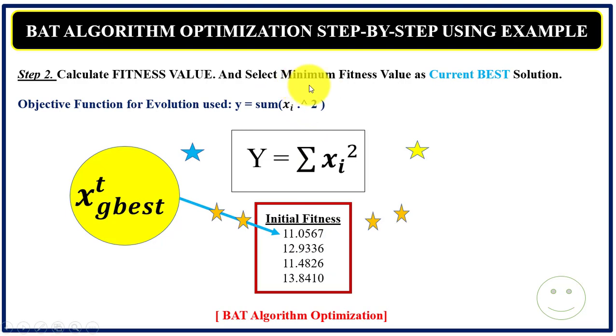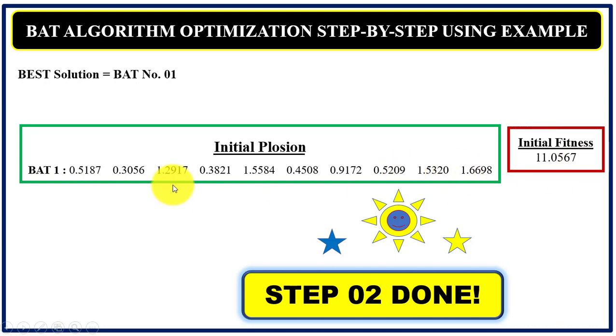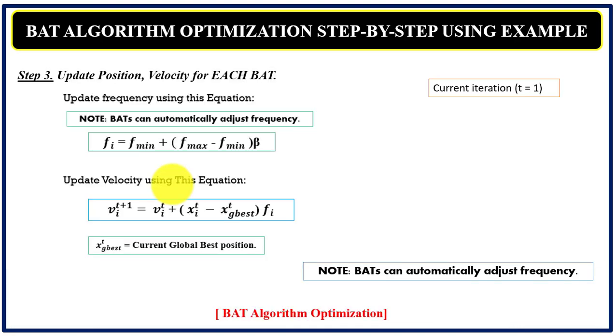Now we will select the minimum fitness value as the current best solution. So you can see here the minimum fitness value is here for bat 1. So that's the current best, or you can say the global best solution right now. So we now have our best solution, that is bat number 1, and the fitness value is this. So with this, step 2 is done. Now let's see another step.